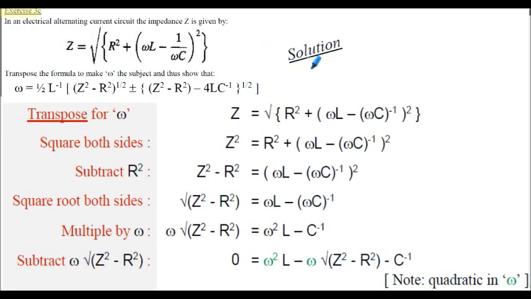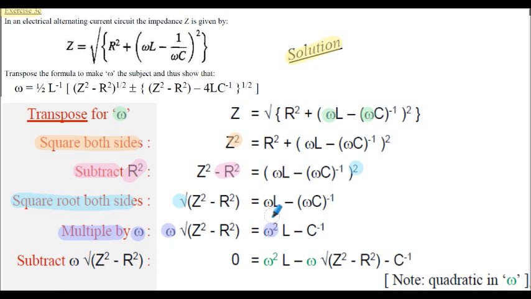Exercise 3C, here's the solution. We're asked to transpose the formula for impedance Z to make lowercase omega the subject. So again, for convenience, I'm commencing from the one line format here. And we're rearranging to find omega. So my first step is to square both sides. Then subtract R squared from both sides. Then square root both sides. Removes this squared term here. Multiply throughout by omega.